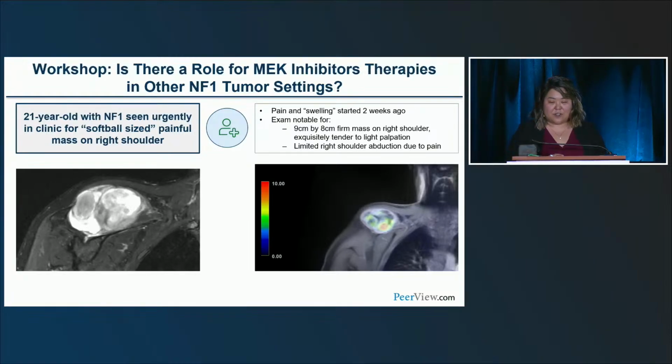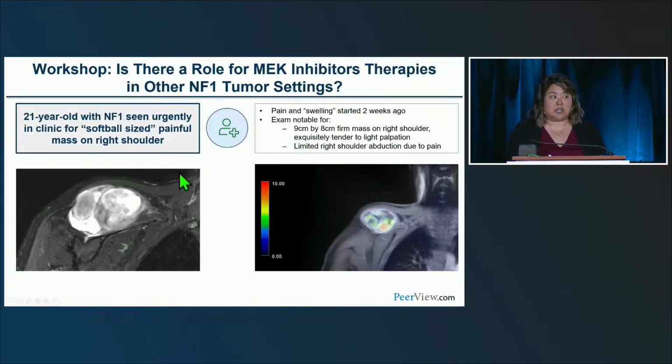So this 21-year-old with NF1 was seen urgently in clinic because she had a softball-sized painful mass on her right shoulder. She said that the pain and the swelling started about 2 weeks ago, and on exam, she had a really large, softball-size, 9 centimeter by 8 centimeter, really firm mass on her right shoulder. It was very exquisitely tender to light palpation, and she even had limited right shoulder abduction due to this pain.